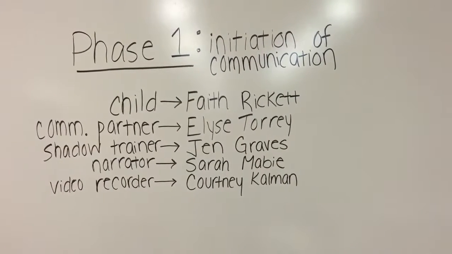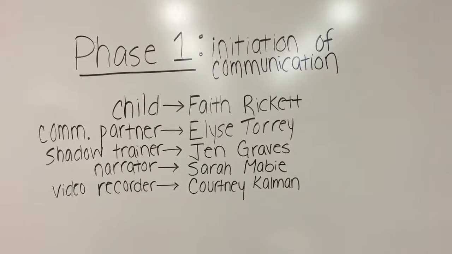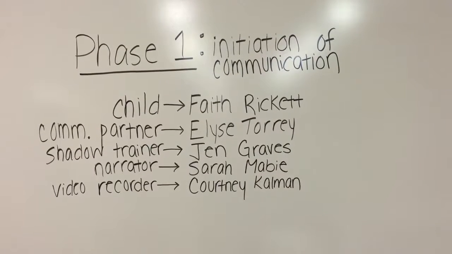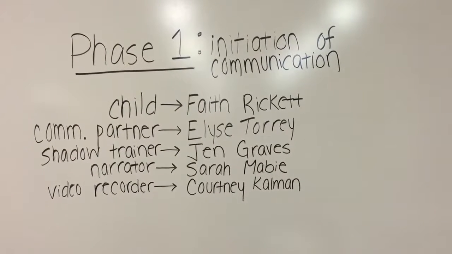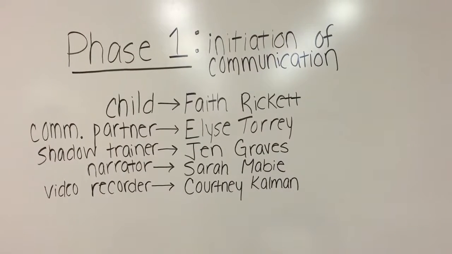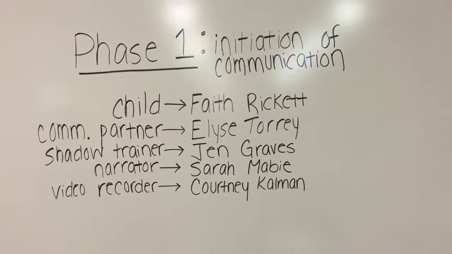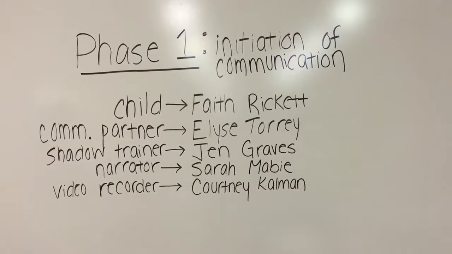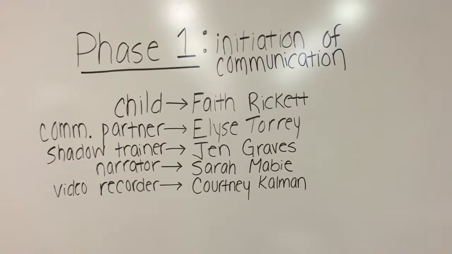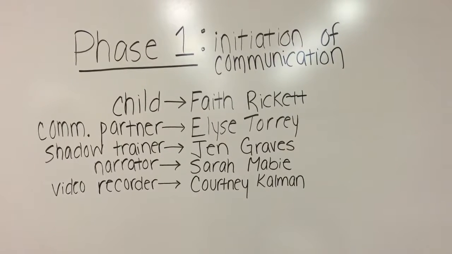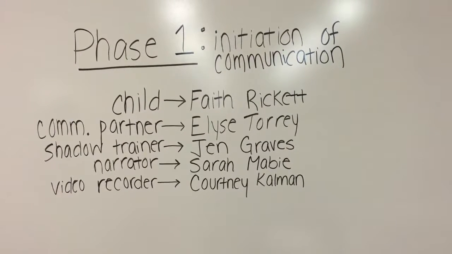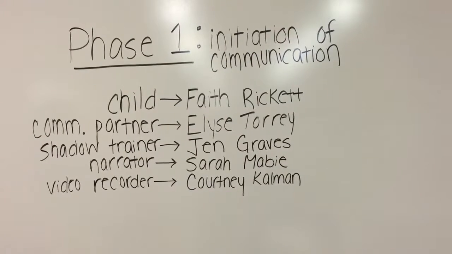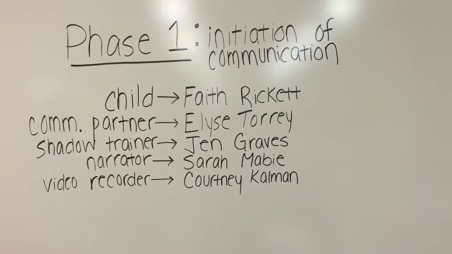In this setting, you have 1 student and 2 trainers. The communication partner is sitting in front of the student and the shadow trainer is in back of the student. In this situation, the communication partner is Elyse and the shadow trainer is Jenn. The highly preferred item is held by the communication partner out of reach of the child. The picture of the item is on the table in between the child and communication partner.